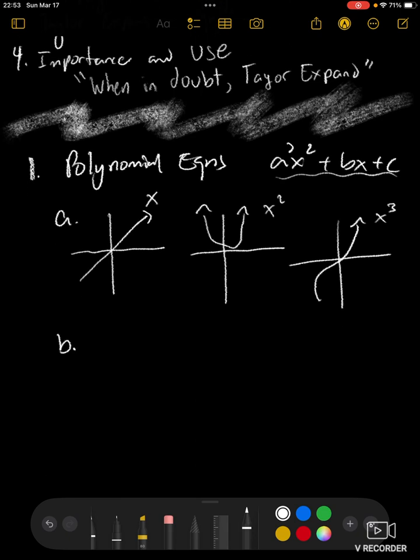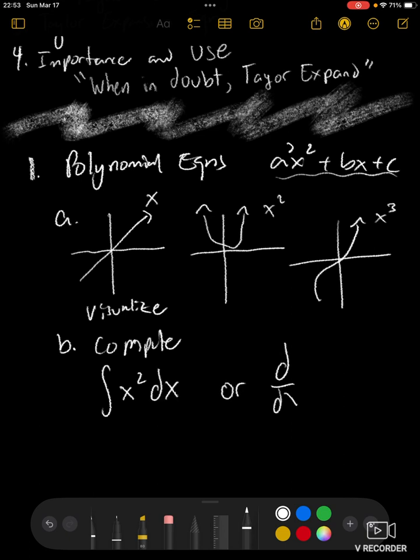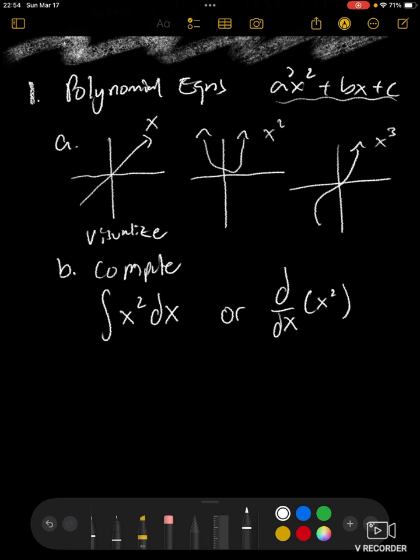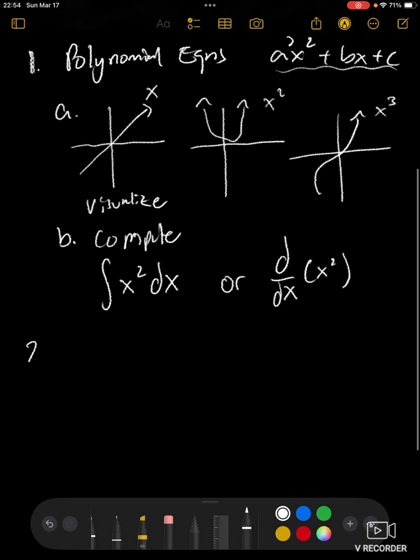Another use is for computing, like for math reasons. It's a lot easier to compute something like this, or the derivative of something like this. So there's a lot of reasons why we like polynomials. They are easier to visualize, they are easier to compute.